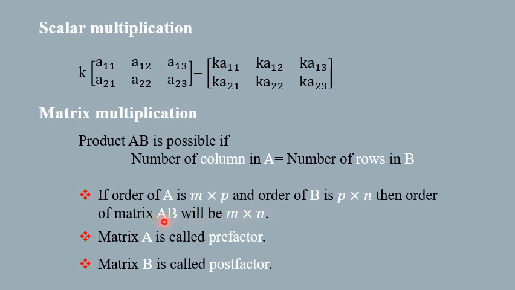So this product contains the number of rows of A and the number of columns of B. A contains m number of rows, so the number of rows in product AB will be m, and the number of columns in B is n, that means the number of columns in AB is n. So the order of this AB is m by n. Now in this product AB, A is called the prefactor and B is called the postfactor.